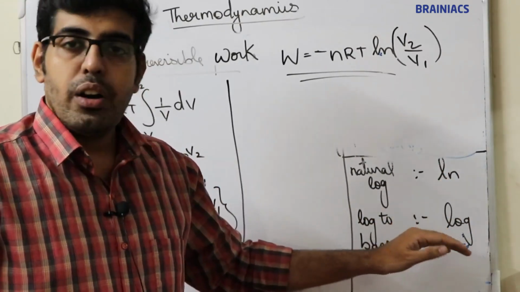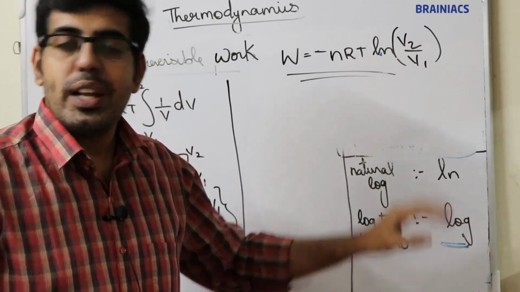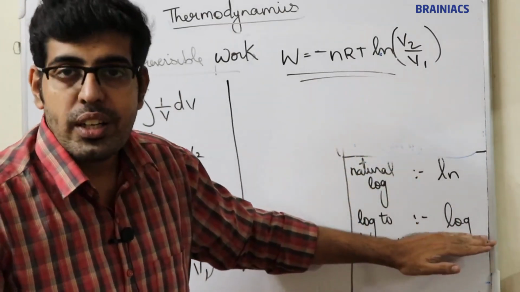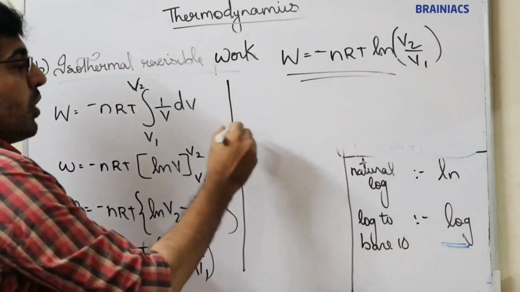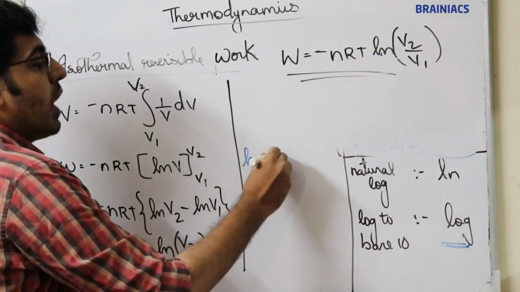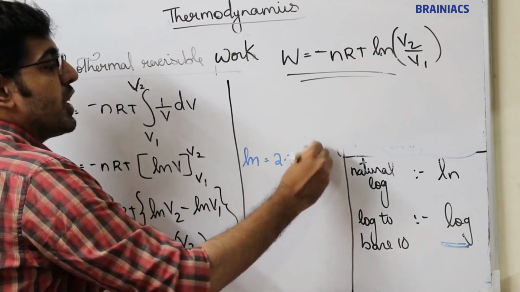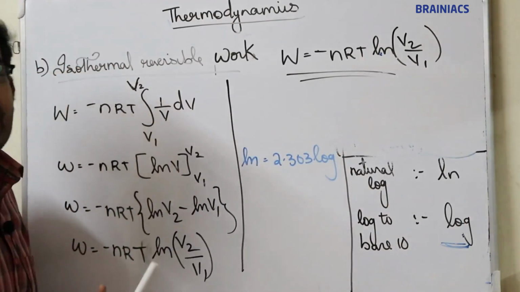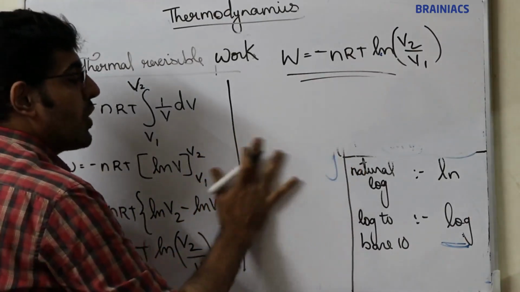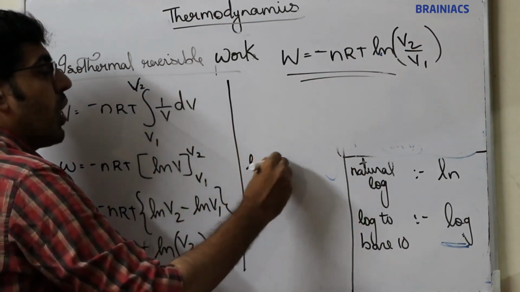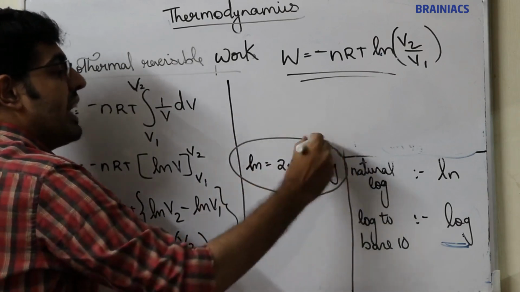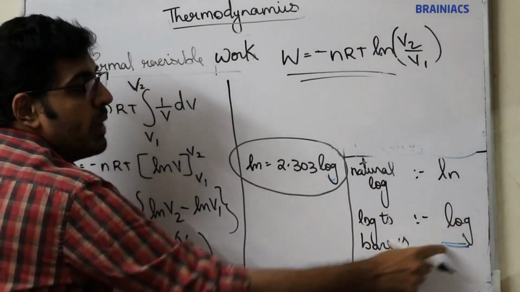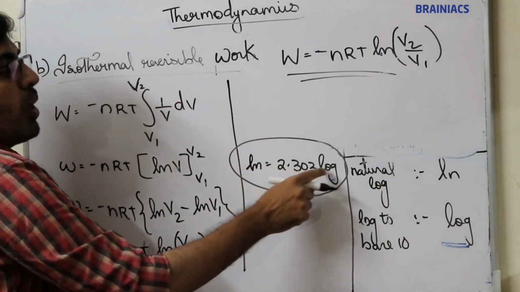Okay, there are so many easy methods to calculate problems by using log. So I am going to convert ln to log. Now ln is equal to 2.303 log. This is the relationship between natural logarithm and log to base 10. ln is equal to 2.303 log.